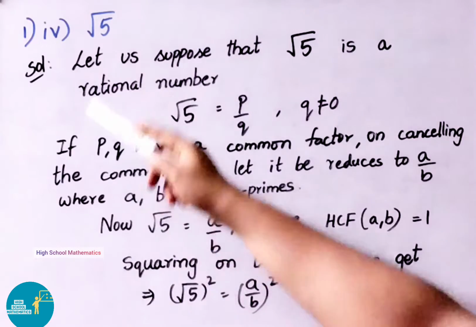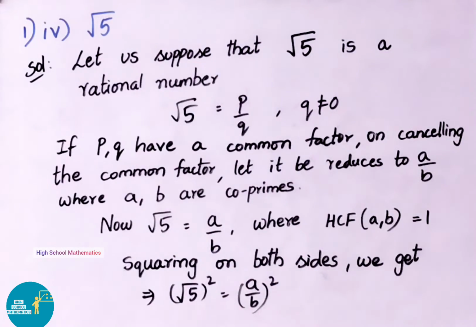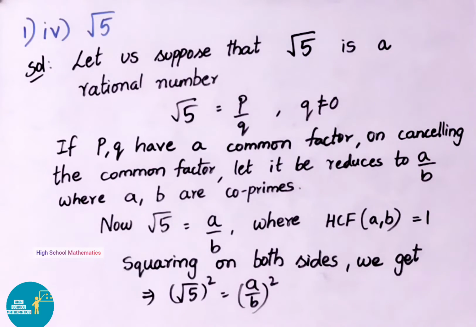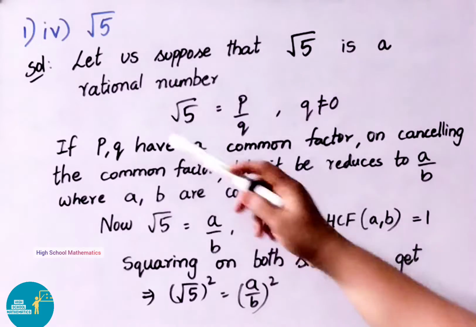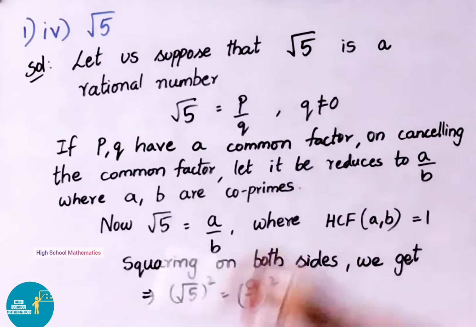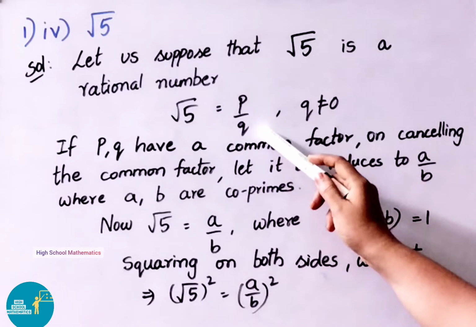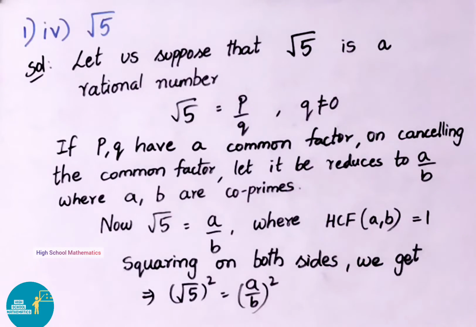See now first question, fourth sum, square root of 5. We have to prove that square root of 5 is an irrational number. Let us see the solution. Let us suppose that square root of 5 is a rational number. We have taken square root of 5 equals p by q, where q is not equal to 0.